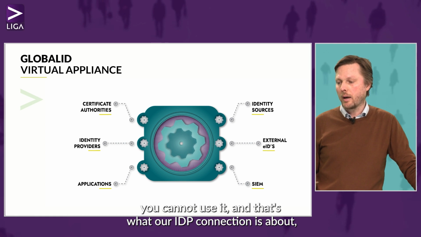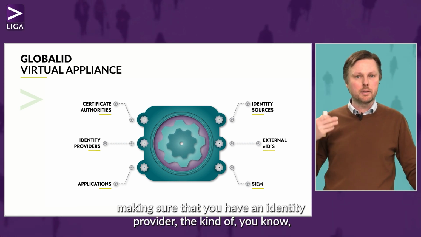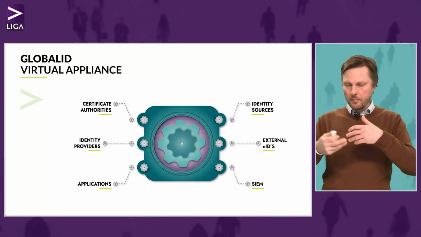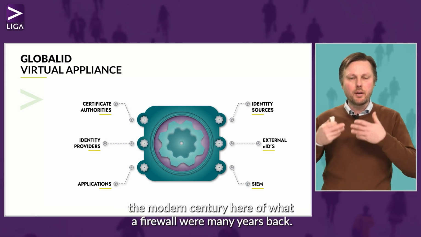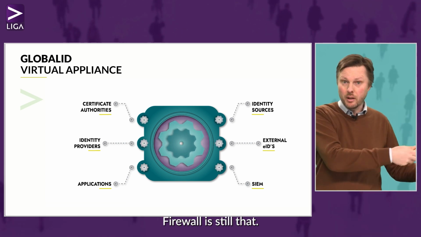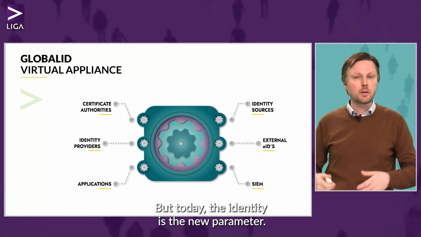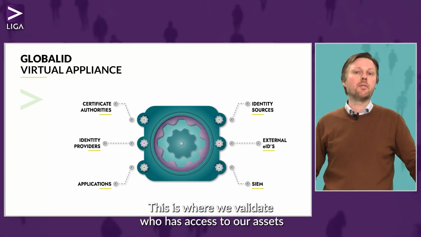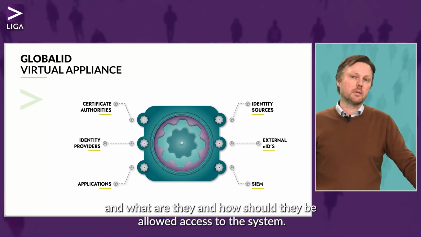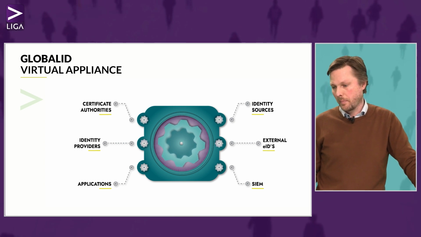But what is a good identity if you cannot access it and you cannot use it? And that's what our IDP connection is about. Making sure that you have an identity provider, the modern equivalent of what a firewall was many years back. A firewall is still that, but today the identity is the new perimeter. This is where we validate who has access to our assets, and how they should be allowed access to the system.